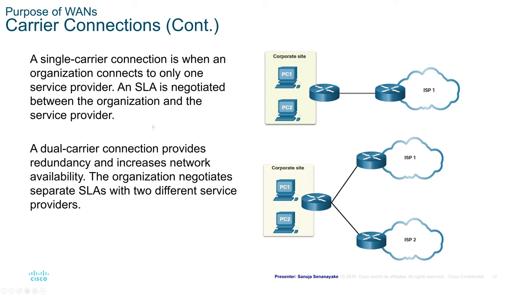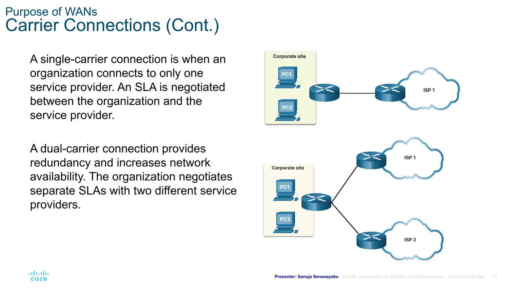A single carrier connection is when an organization connects to only one service provider, as I mentioned before. An SLA is negotiated between the organization and the service provider. So you have a corporation or a company on this side, and you're going to make an agreement with that service provider. A dual carrier connection, however, provides redundancy and increases network availability, and the organization negotiates separate SLAs with the two different service providers. So you'll have two different SLAs, or sometimes I've seen situations where they have an SLA with one service provider but not the other. So either could happen.